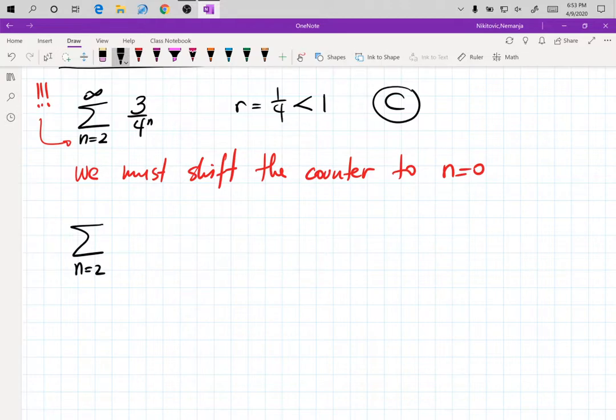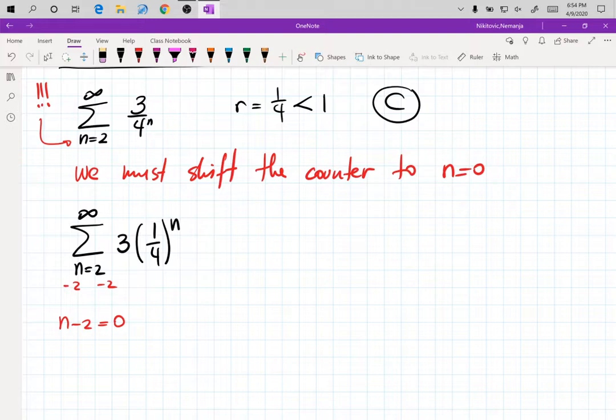So we have n equals 2 to infinity, and I'll put 3 times 1/4 to the n. We already know that we can use that. Okay. I don't like n equals 2. I need it to equal 0. So what I'm going to do should be common sense. Subtract 2 on both sides. So that will give me n minus 2 equals 0. Great, I got equals 0. That's what I actually wanted.